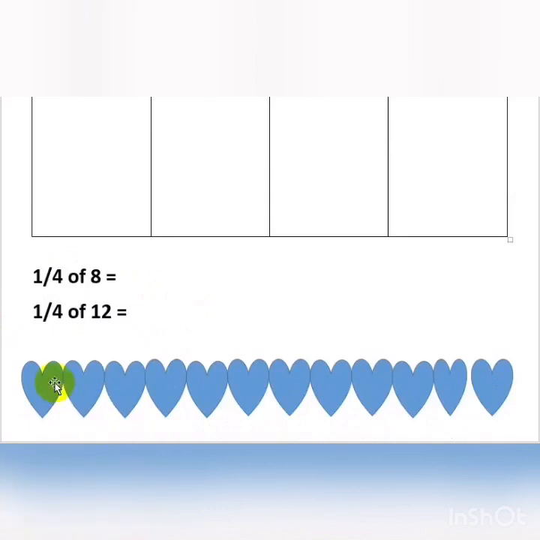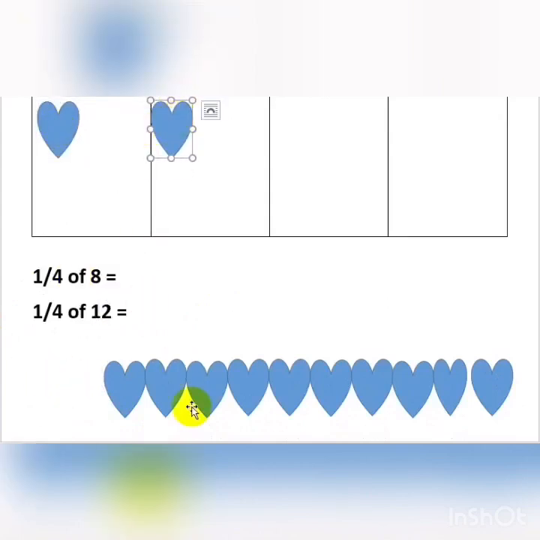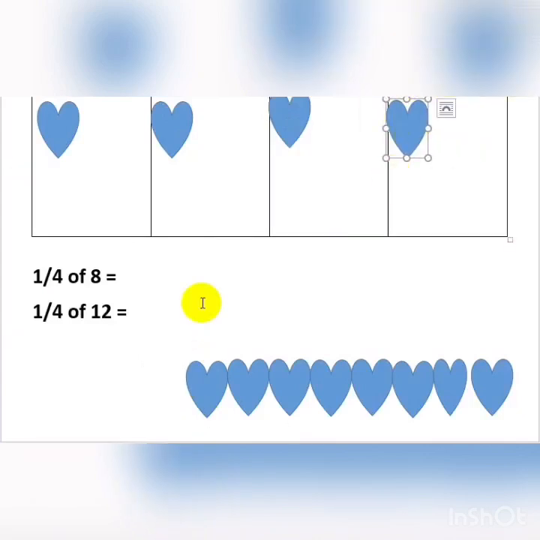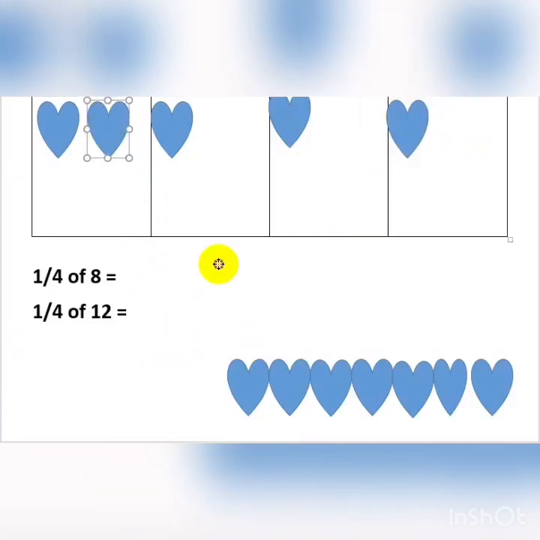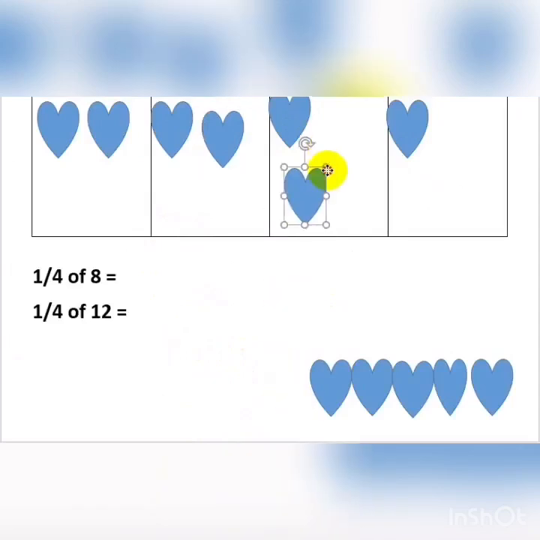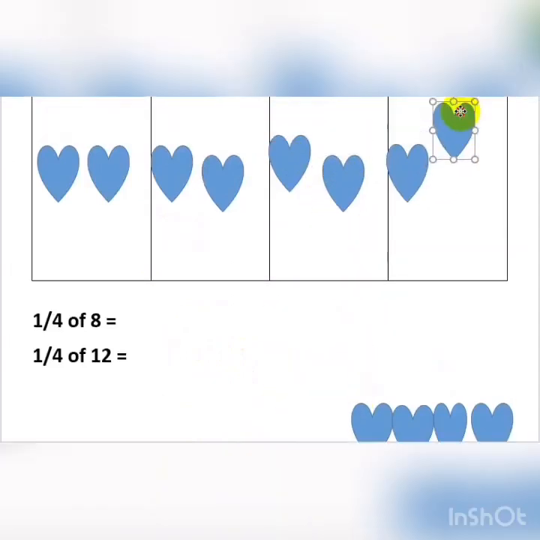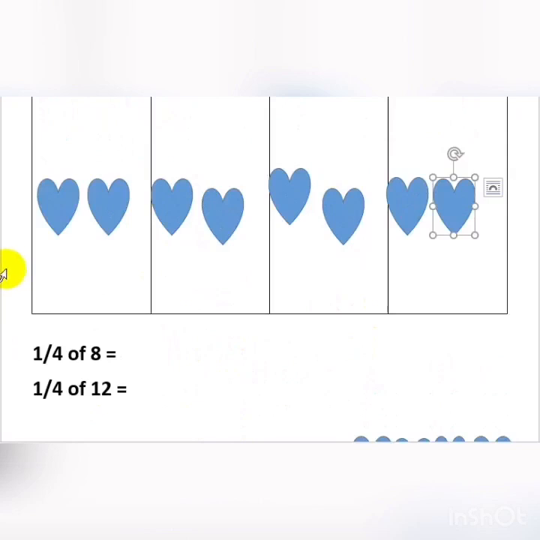What will be the quarter of 8 is, what I'm going to do is I'm going to place these hearts one by one in these 4 quarters. 1, 2, 3, 4, 5, 6, 7 and 8. So you can see now in every quarter there are 2 hearts. So what will be the quarter of 8? So quarter of 8 is 2, because in each quarter you can see there are 2 hearts.